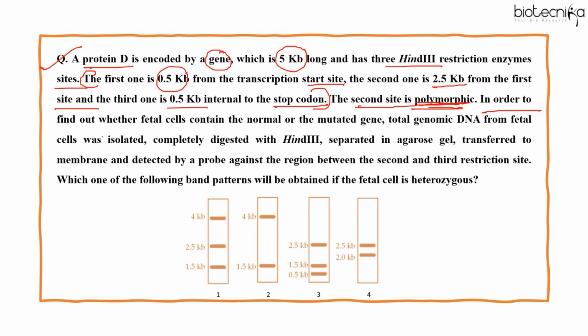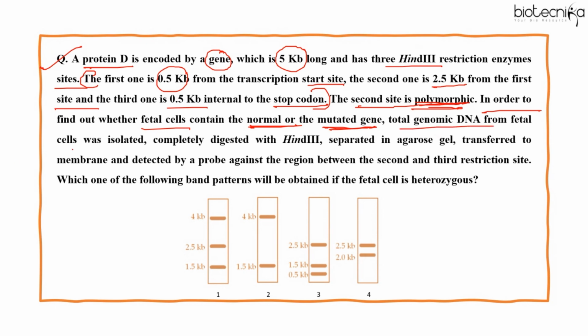So in order to find out which fetal cell contains normal or mutated genes, normal ones will have the second site present, but in the mutated gene, it will be lost.